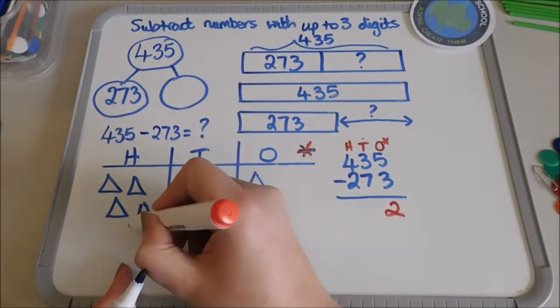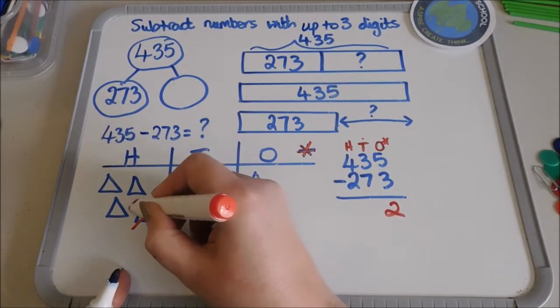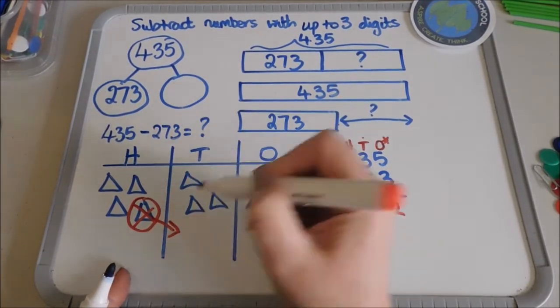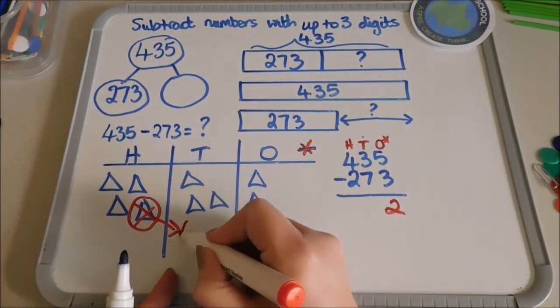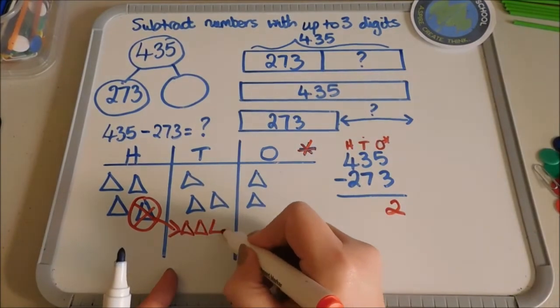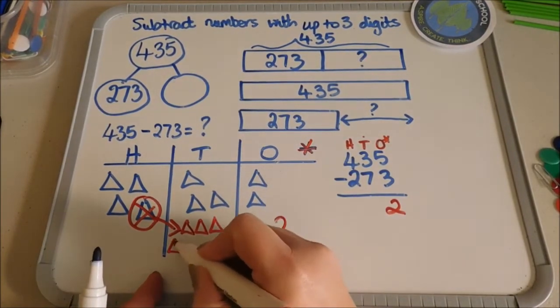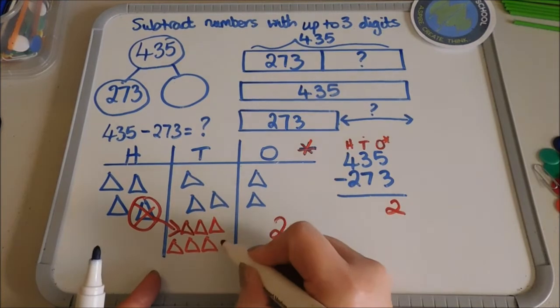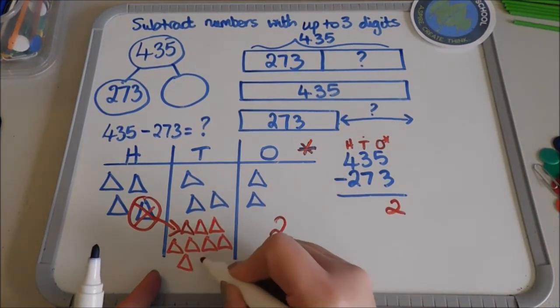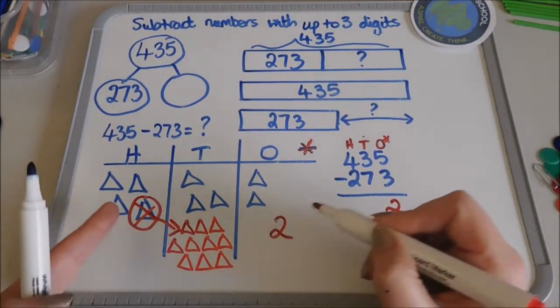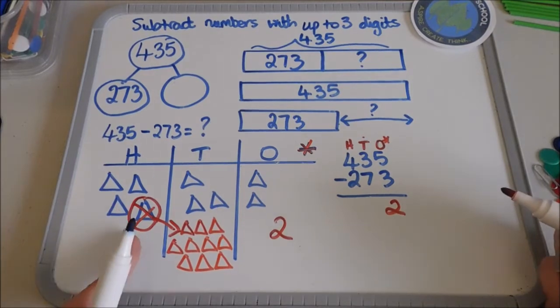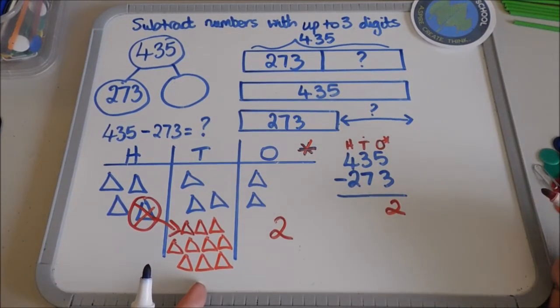So I'm going to exchange this 100 and I'm going to bring it over to make 10 10s. So I'm now going to put in 10 triangles. 1, 2, 3, 4, 5, 6, 7, 8, 9, 10. So I have exchanged this 100 for 10 10s.